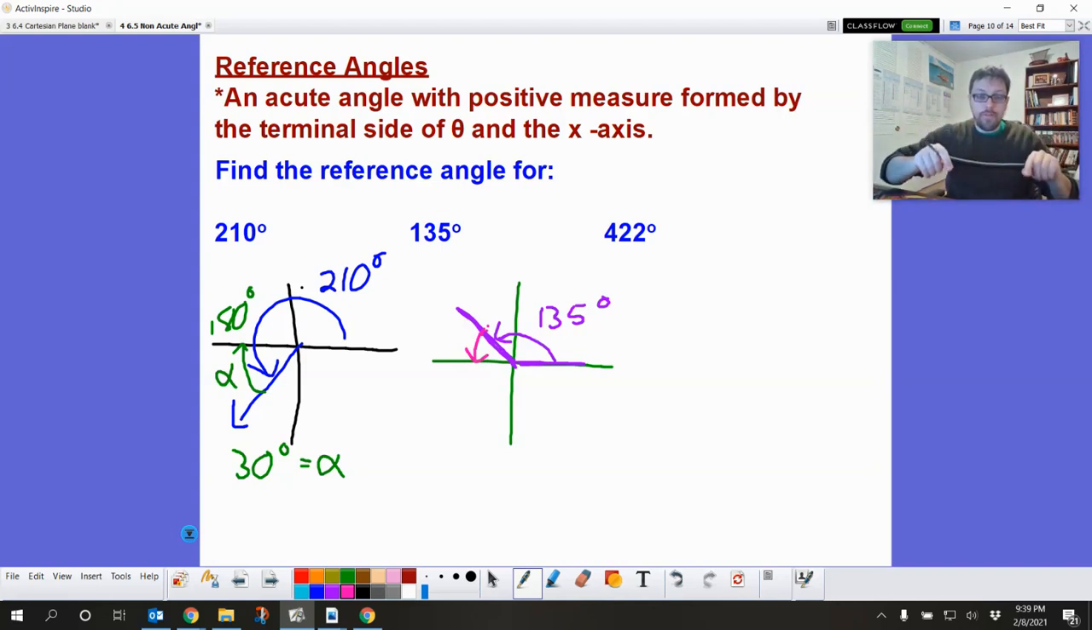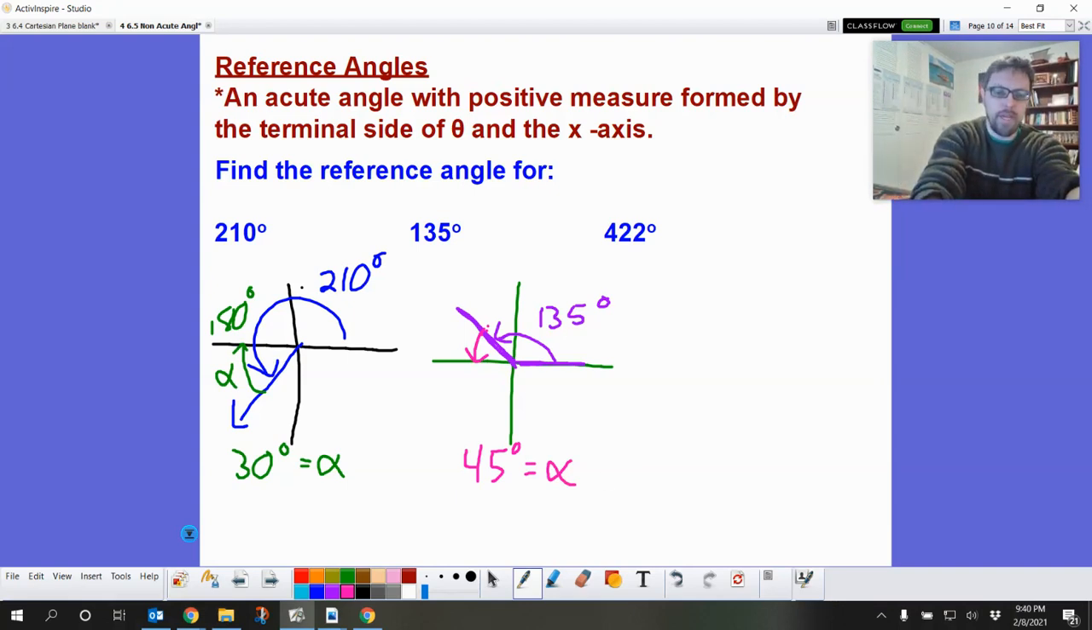So 135 degrees, it wants to get to 180. So how far away is 135 from 180? Well, 45 degrees. If I add 45 degrees to 135, I'll get 180. So 45 degrees is our reference angle here. Note that one of them went clockwise and the other one went counterclockwise, but they're both positive. They're also always positive.